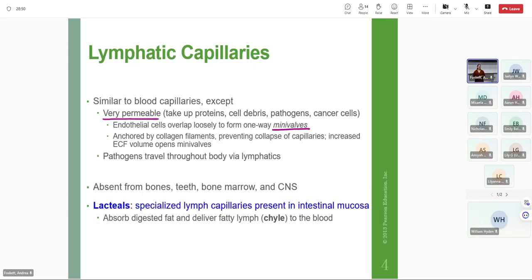These are called anchoring filaments that helps to kind of hold that lymphatic capillary together. Specialized lymphatic capillaries within the digestive tract. So you're going to see this in the intestine, right? The specialized lymphatic capillaries called lacteals exist. And so they play a very specific role.